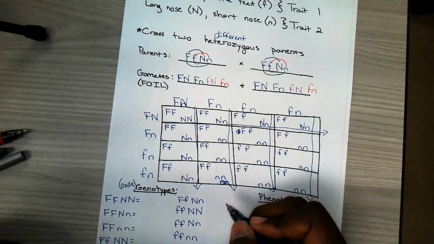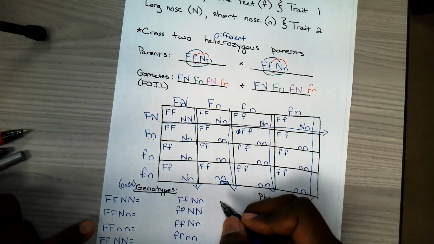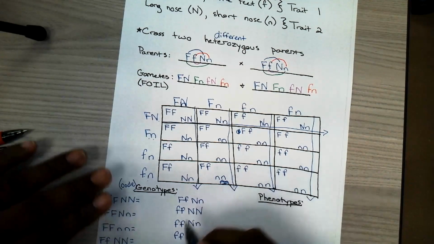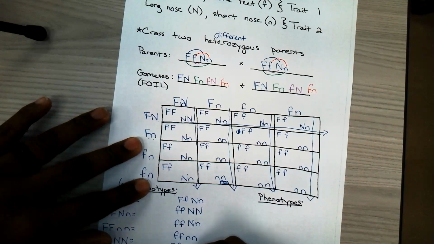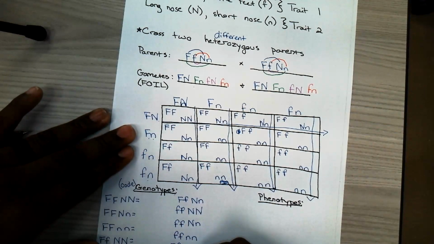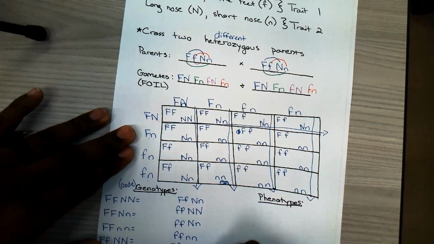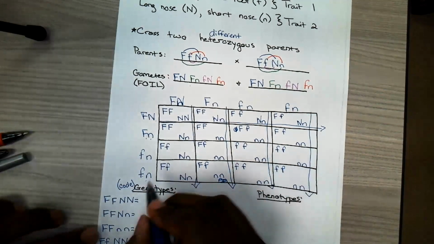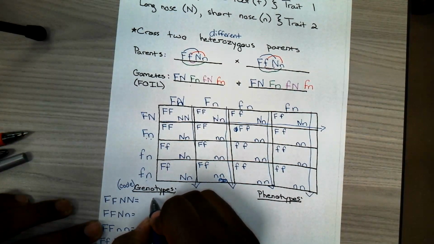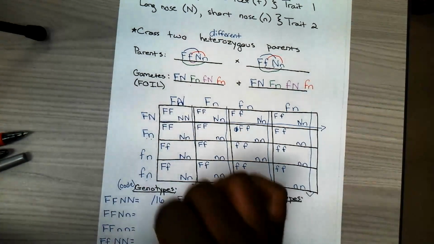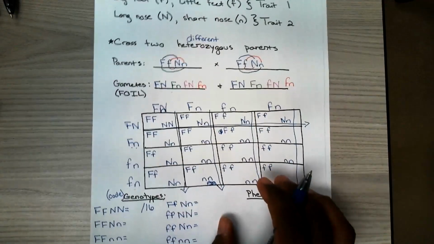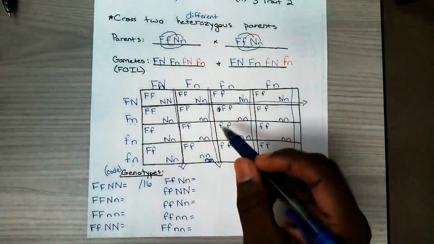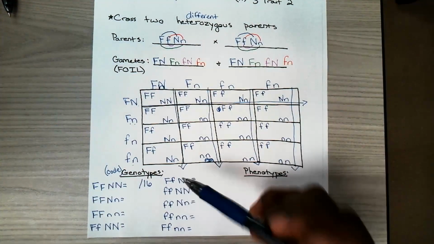Well, it looks like I am missing one somewhere. Let's see. Can you see which ones I'm missing? I found it. So we were also missing big F, and then little n, little n. There we go. 9 different combinations. Because it was 16 boxes, now it's going to be out of 16. Okay? Alrighty, so now we have our genotypes correctly, have them all listed out.